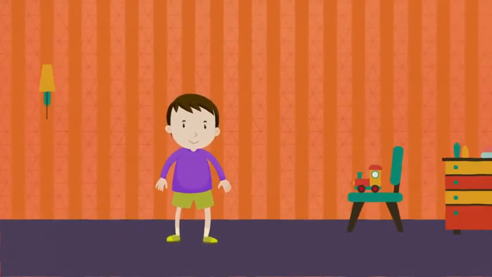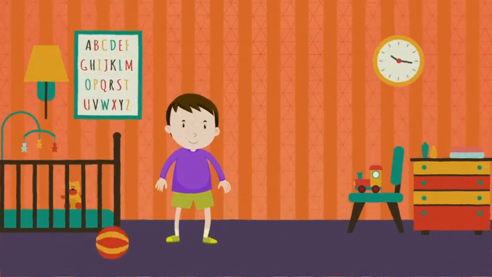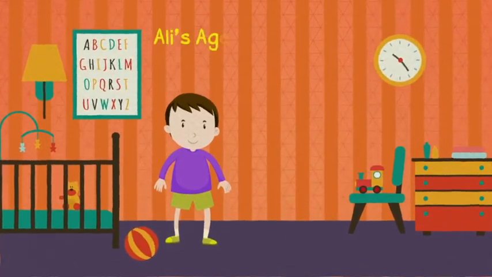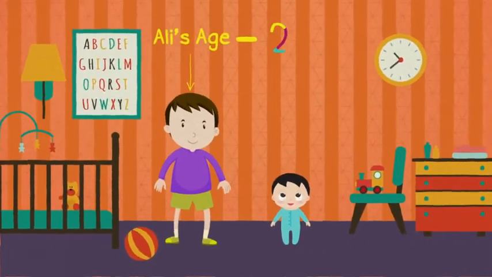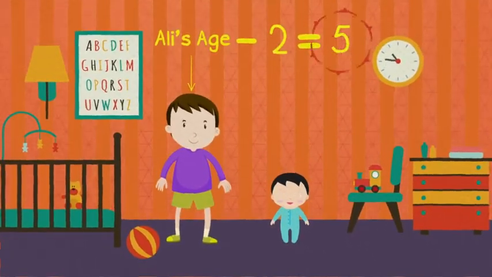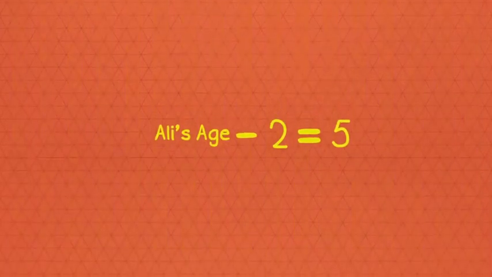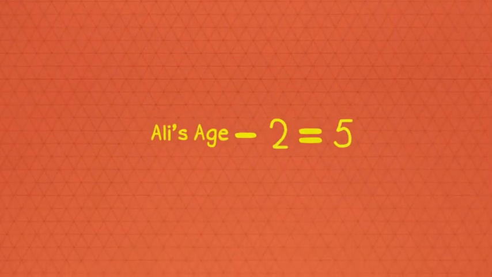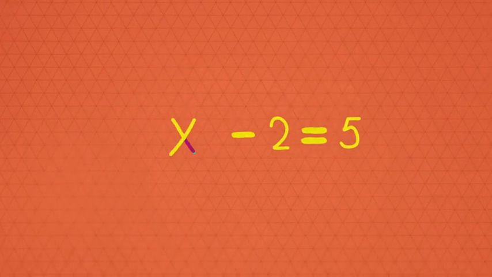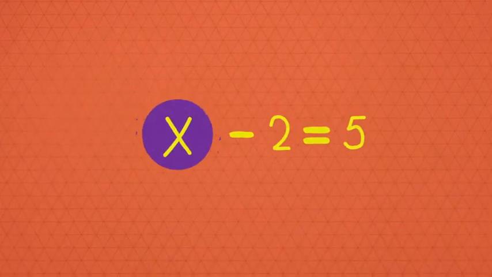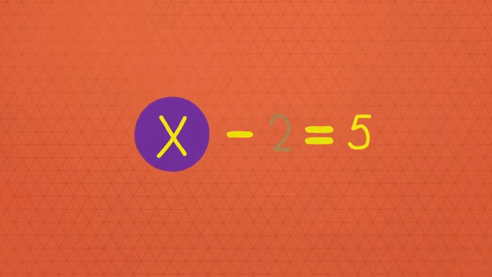This is Ali. We don't know his age, but here's what we do know. We know that his age minus his younger brother's age, who is 2, equals 5. Now, how can we express this as an equation? Our unknown is Ali's age. Let's call it x. So our equation is x minus 2 equals 5.